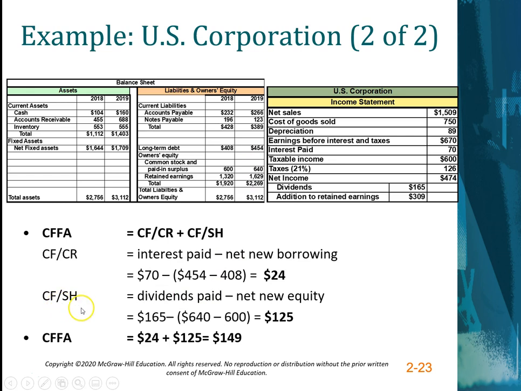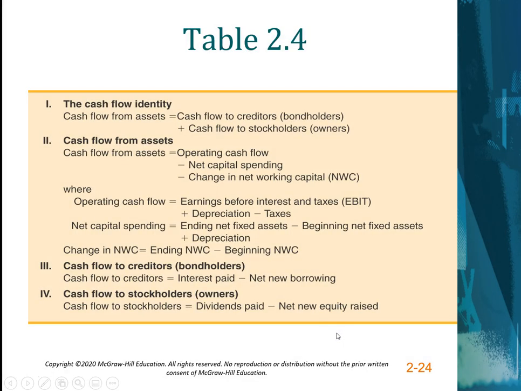Now, if we look at the shareholders' equity side, 165 went out in dividends, minus the change in the common stock. They issued additional common stock of 40,000. So the dividends went out, the common stock came in. That was a difference of 125,000. So the 24 plus the 125 is 149. Okay, so with either method you can come up with a number.